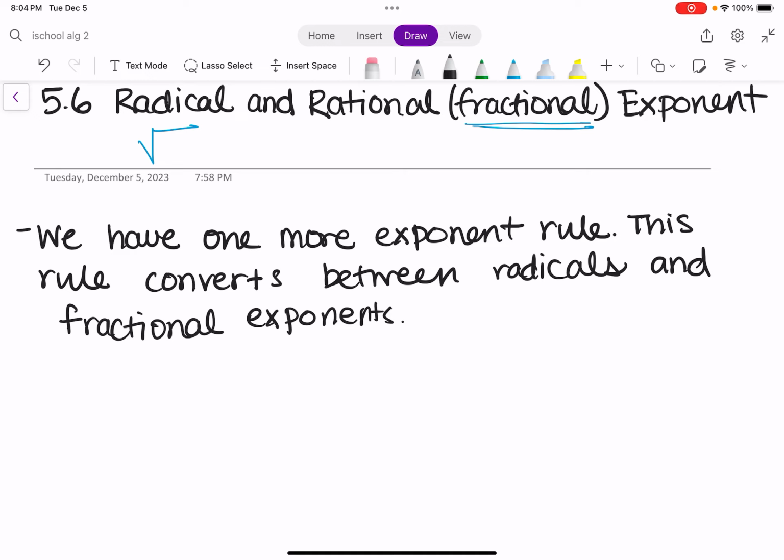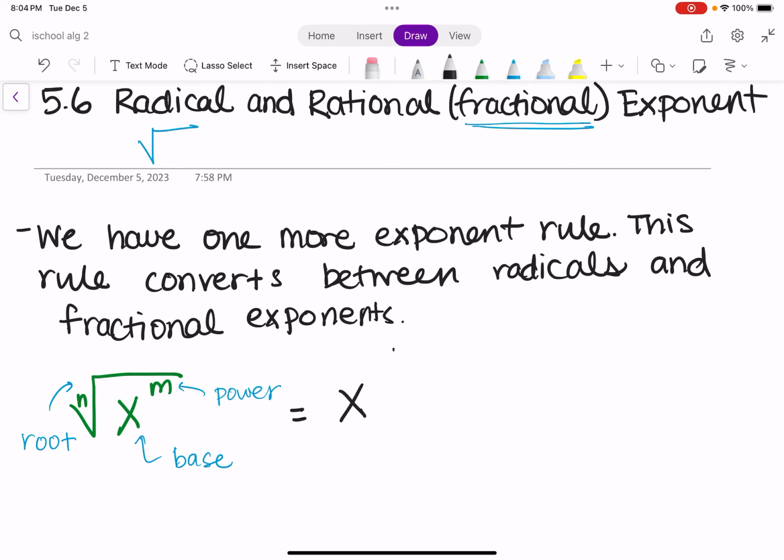Okay, so I'm going to now introduce the rule. This is like the key part of the lesson. So if I have something like this, let's say I have the root sign, and then I have x to the power of m, and it has a root of n. So this right here is what we call the root, this is the power, and this is the base. If I have something like this, I can rewrite that as x to the power of m over n. Okay? So the power goes at the top and the root goes on the bottom.